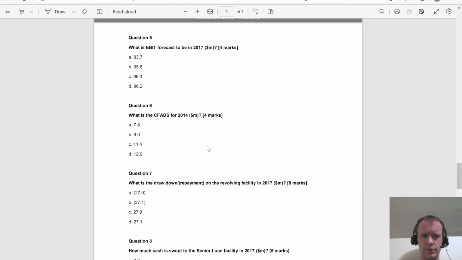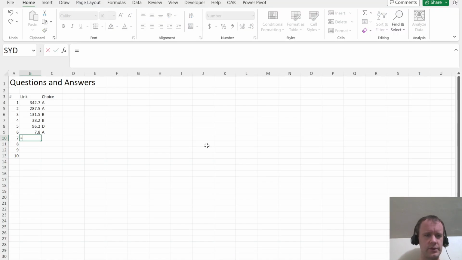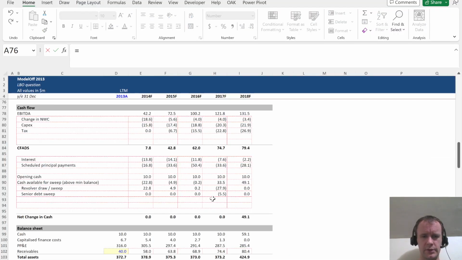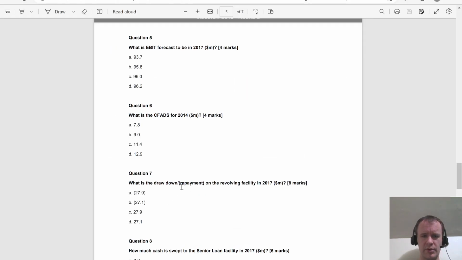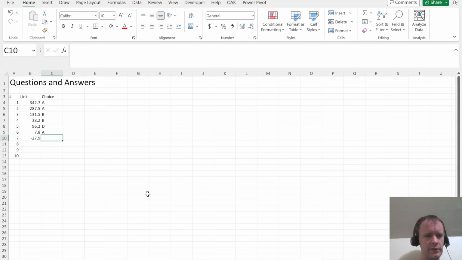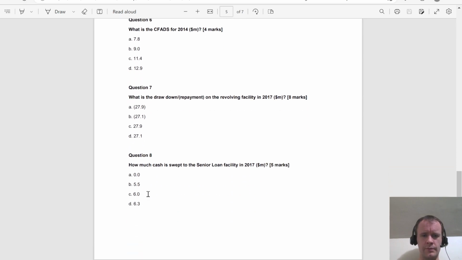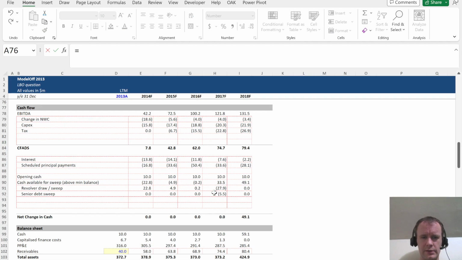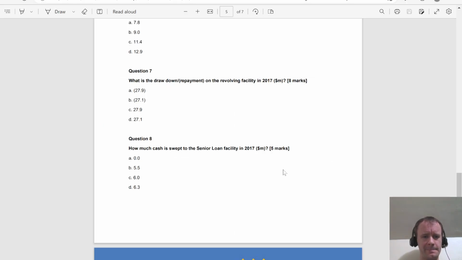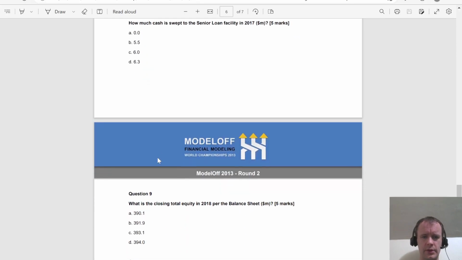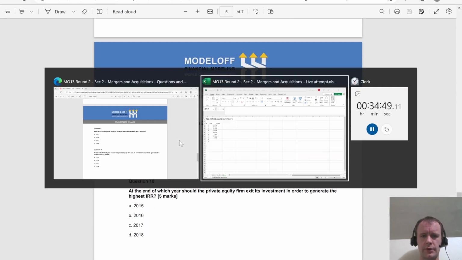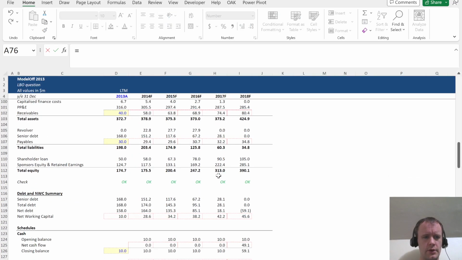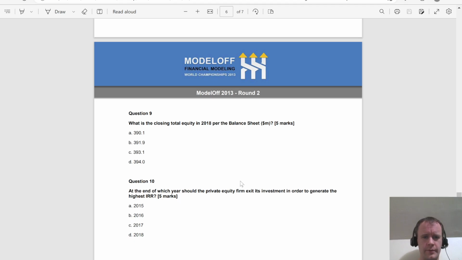Question 7. What is the drawdown or repayment on the revolving facility in 2017? So in 2017, oh yeah, that's the year that we pay it all back down to 0. So repayment is in brackets, so 27.9 is A. Question 8. How much cash is swept to the senior loan facility in 2017? And the answer is here, 5.5. That's B. Question 9. What is the closing total equity in 2018? Per the balance sheet, 390.1. That's A.